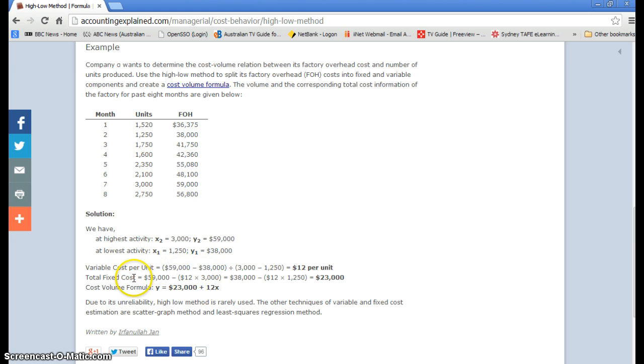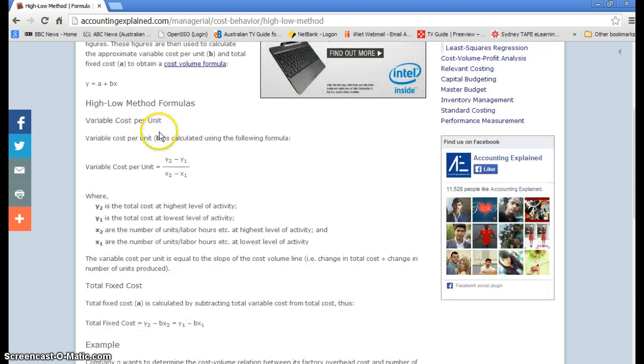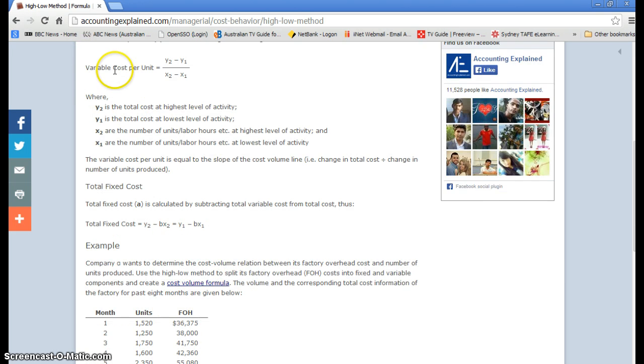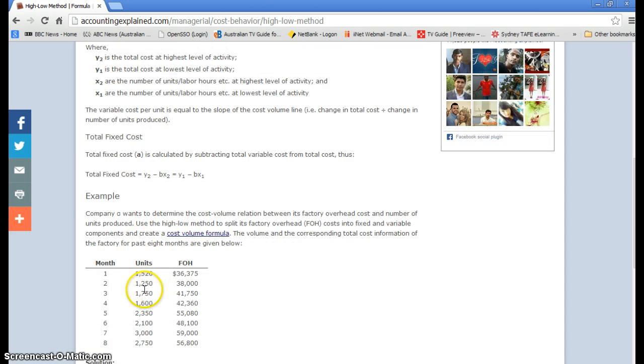Now you have to find out the fixed component. How do you do that? You substitute into one of these numbers. Say, let's go up here. Now the formula we're going to use is y equals a plus bx. I'll show you the formula for this. That's the formula we are trying to do. Y is the dependent variable, the factory overhead. X is the independent variable, which is the cost driver.